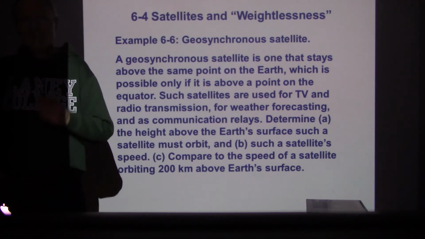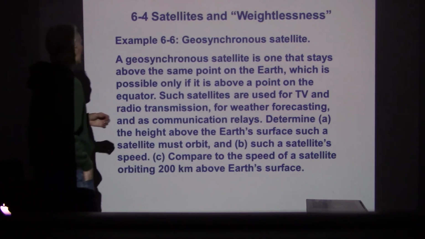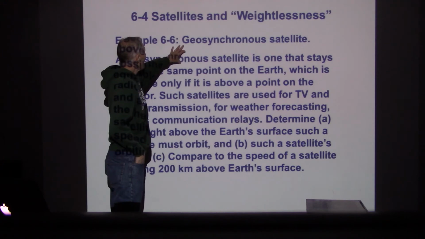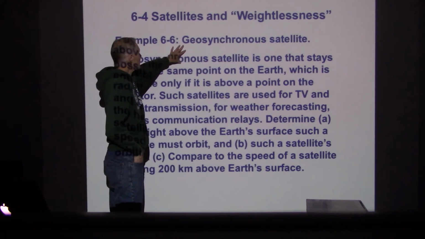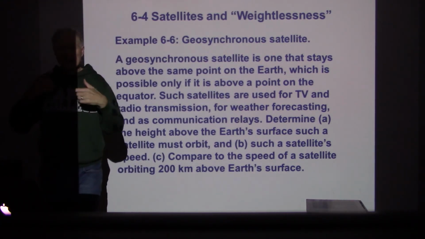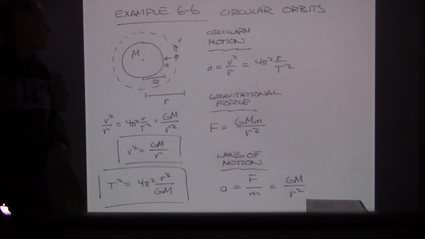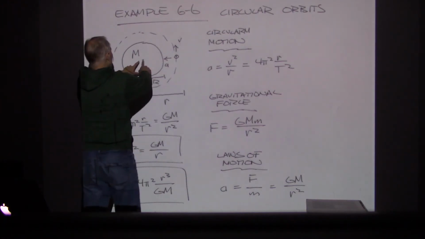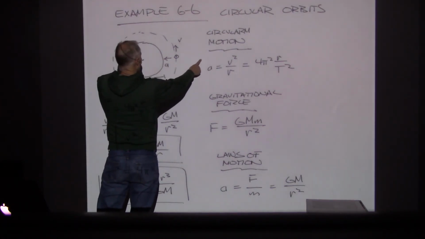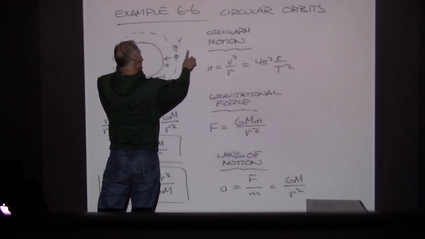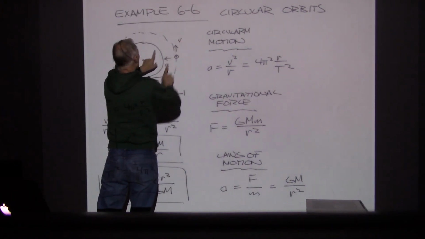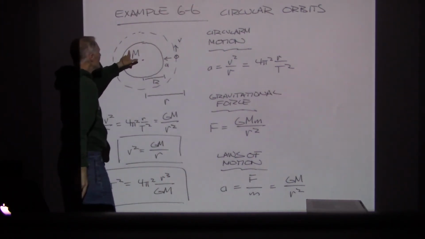All right, so let's try an example. This is looking at what we call a geosynchronous satellite. This is a satellite that's in orbit, and it's placed in an orbit at a distance away from the center of the Earth, such that its velocity matches the rotational speed of the Earth.